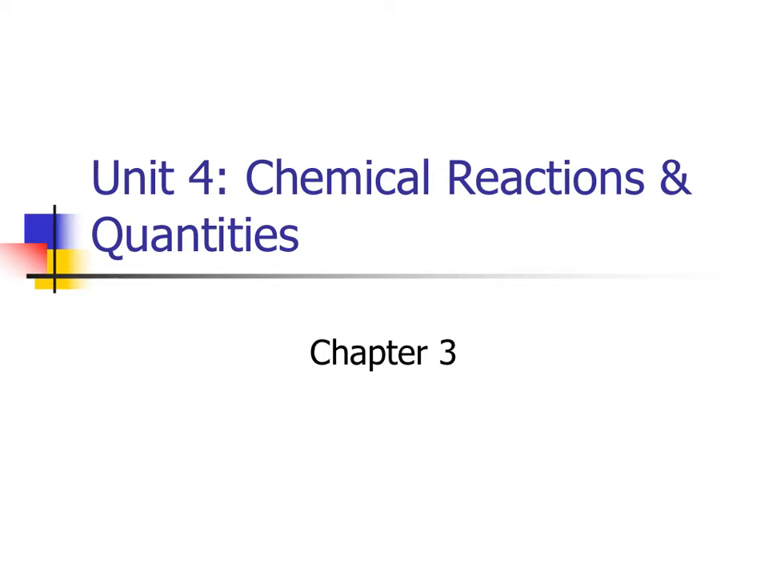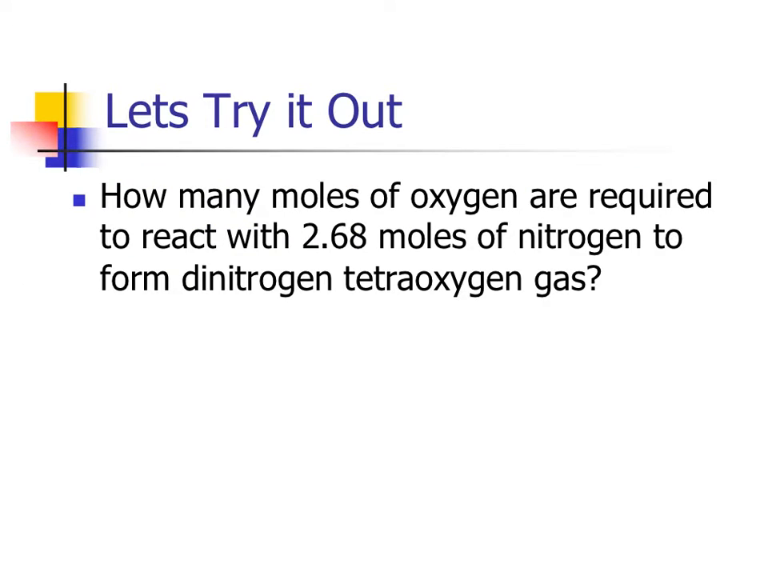So, chemical reactions and quantities is where we're at. Something from last time that we did not get into yet says: how many moles of oxygen are required to react with 2.68 moles of nitrogen to form dinitrogen tetraoxide. That should be oxide, not oxygen.